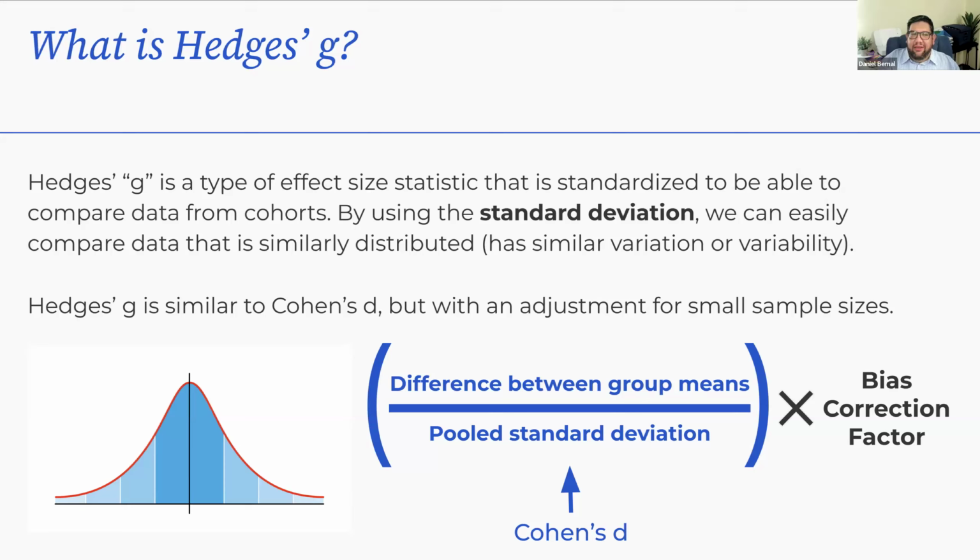g is the measure, similar to p-value. You would say g equals something. That is an effect size that's standardized to be able to compare data from cohorts using standard deviation. Hopefully, I'm not losing some of you folks here. Bear with me. This is like the most math you will see today.